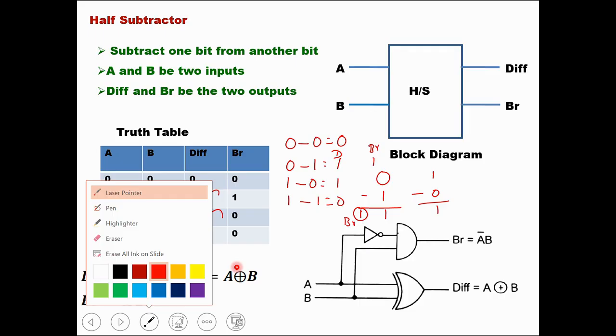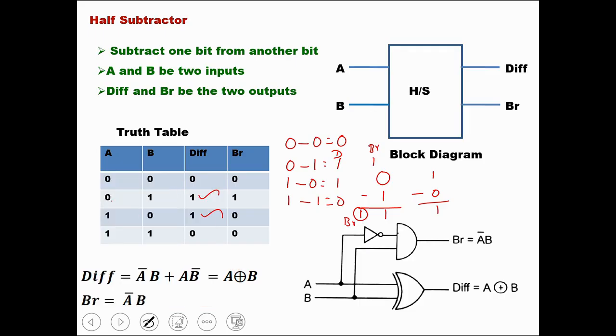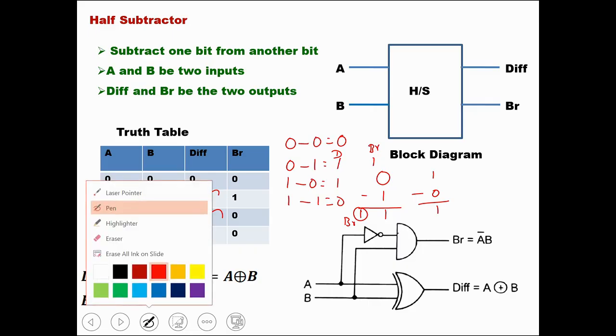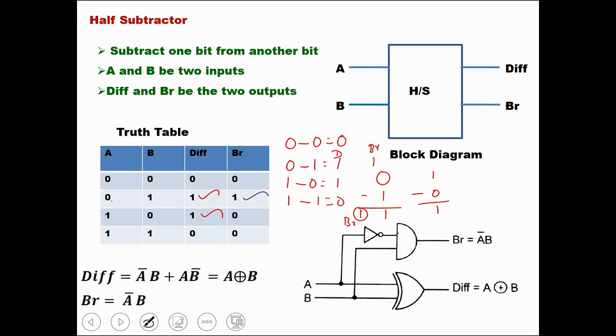So next we have to write the expression for borrow. So we have to select the row which has high output. So the second row has high output for borrow. So borrow is equal to A bar B. So A bar B means we are using both gates, NOT gate and AND gate.